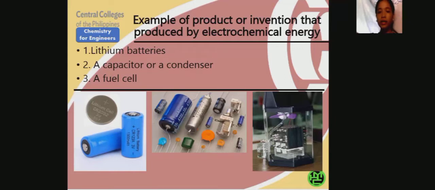Yung fuel cell, gumagana siya sa pamamagitan ng continuous na energy. Hindi siya kagaya ng battery na kapag naubos na yung energy sa loob ng battery, mag-i-stop na siya. Ang fuel cell, gagana lang siya kapag tuloy-tuloy yung energy na pumapasok sa kanya. And it consists of two electrodes, the negative electrode and the positive electrode, sandwiched around an electrolyte. So, napapagitnaan yung electrolyte ng anode and the cathode.